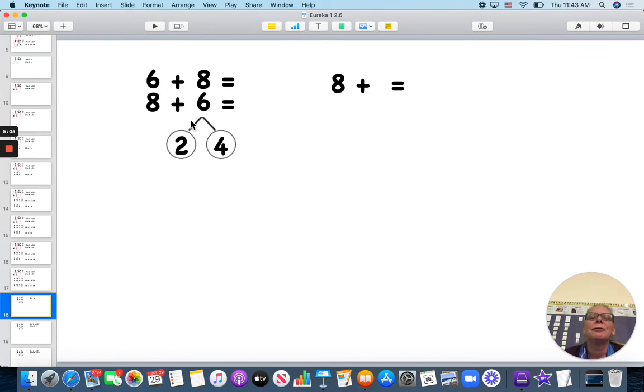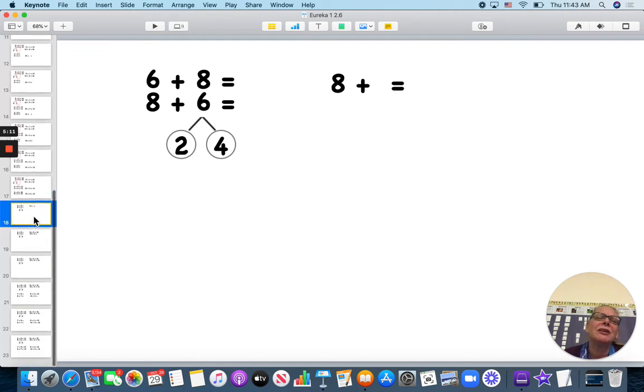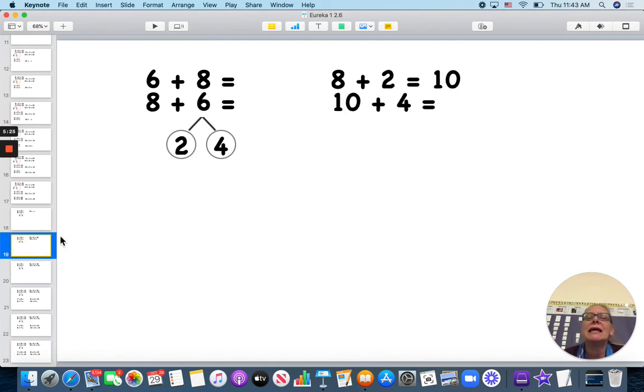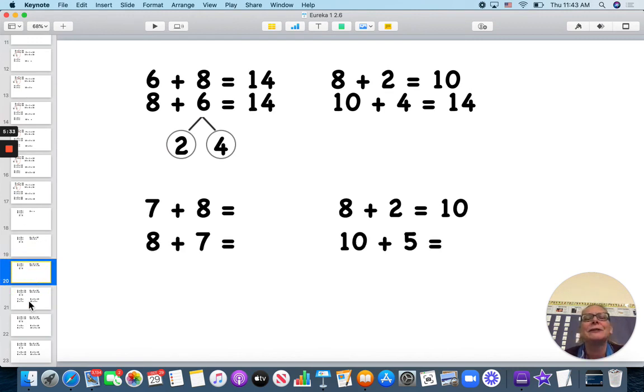Let's look up here. So we did a couple in our head. Now we're doing 8s. So let's take a look at this. When I do 8, I can't give it just 1, then it would only be 9. I have to give it 2. So let's break my 6 apart into 2 and 4. So now 8 plus 2 is 10. That means the 4 left over will go over here. 10 plus 4 is 14.